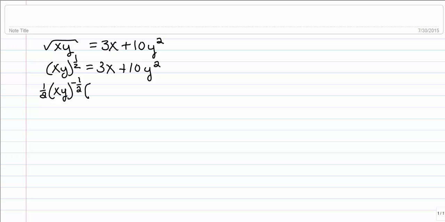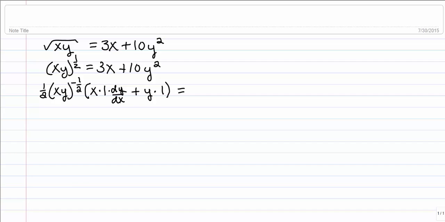So it will be the first times the derivative of the second, which would be 1 times dy/dx, plus the second times the derivative of the first, which would be 1.